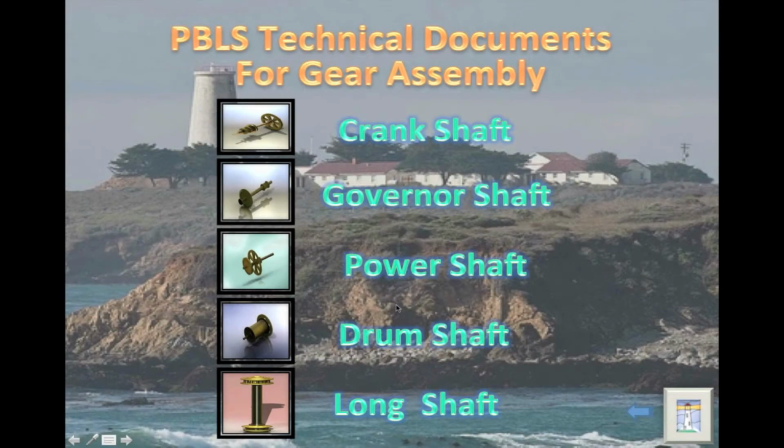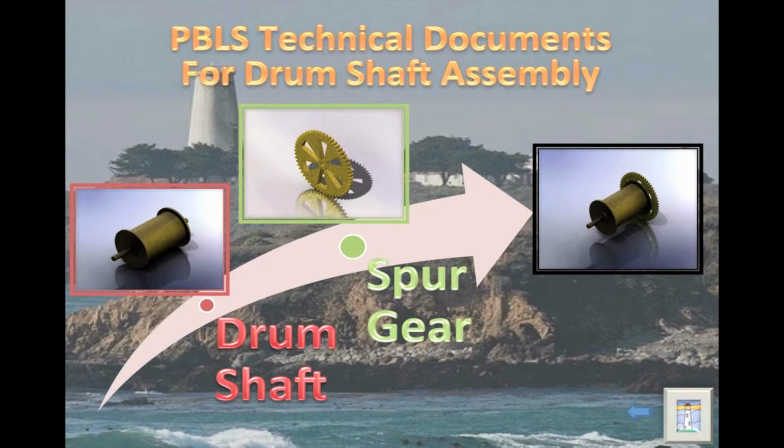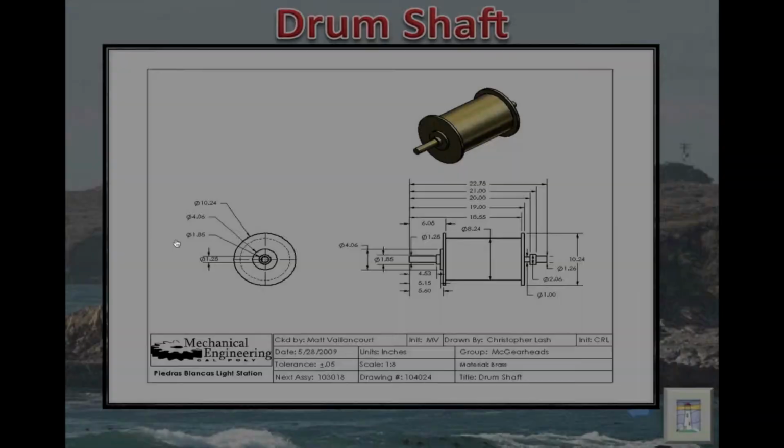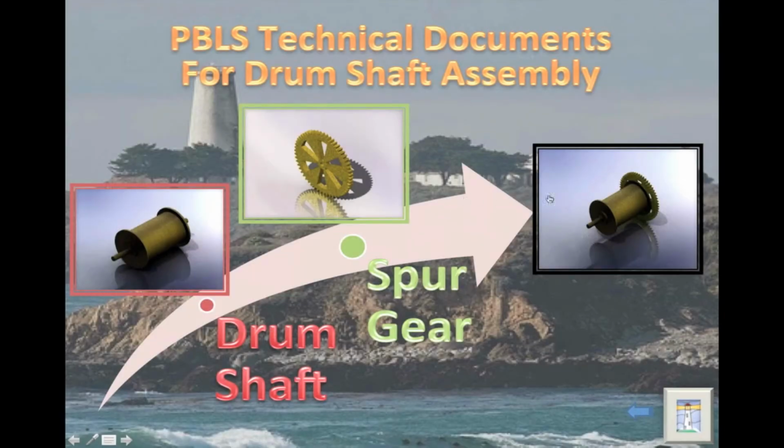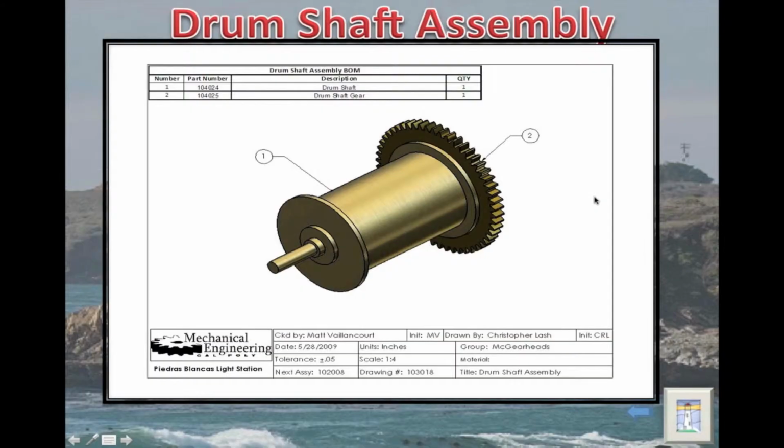If I wanted to take a look at the drum shaft, this is where the giant wire was wrapped around every single time. The drum shaft consists of these two components right here. I can take a look at the drum shaft right here. I see the drum shaft is 8.24 inches. Very nice. And then finally these two all come together, and I can click on this. This shows the BOM, or the bill of materials, of that component.